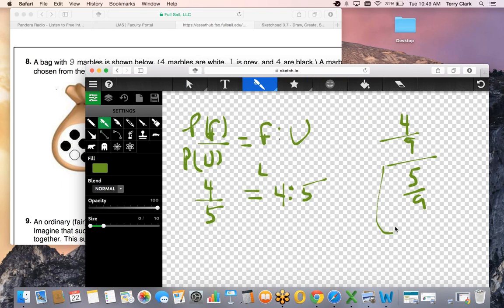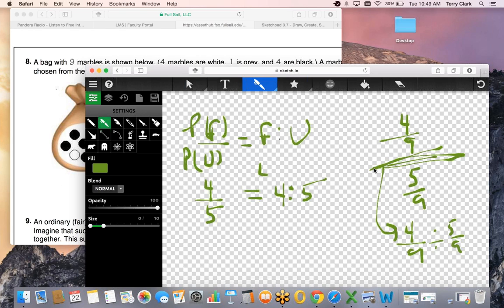And that's really 4 over 9 divided by 5 over 9, because that's what that fraction bar means right there. That's what we call a complex fraction, like that. So I'm making that fraction bar longer. So that's the math behind it. But you don't have to know all that.